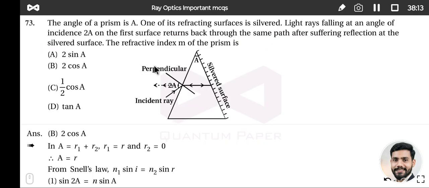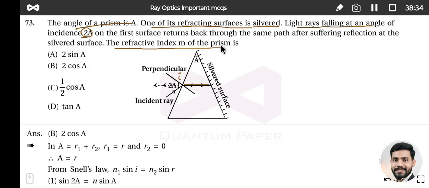Look at the next question. The angle of the prism is A. One of its refracting surfaces is silvered. A light ray falls at an angle of incidence 2A. So the angle of incidence is given as i equal to 2A. Light goes inside and comes back on the same path from the silvered surface. The question is, what is the formula for the refractive index? If you look at this diagram properly, the incidence angle is i equal to 2A. Now light is going inside, so let's say this is the refraction angle r.